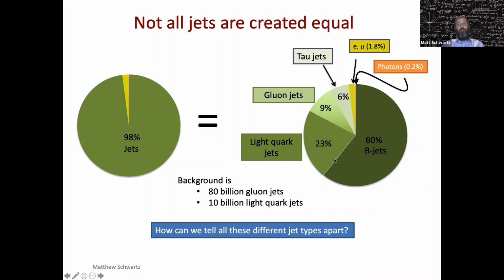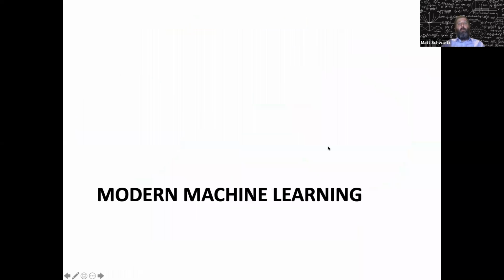So how can we tell these different types of jets apart? I've spent a lot of time in my research trying to understand different methodology for understanding jets, but what I really want to talk about today is the more modern approach using machine learning. So right now, let me pivot to talking a little bit about machine learning, and then I'll come back to this question of jet discrimination and show how machine learning helps. So what I want to talk about is modern machine learning, and this is in contrast to traditional machine learning that has been done in collider physics for 30 years or more.